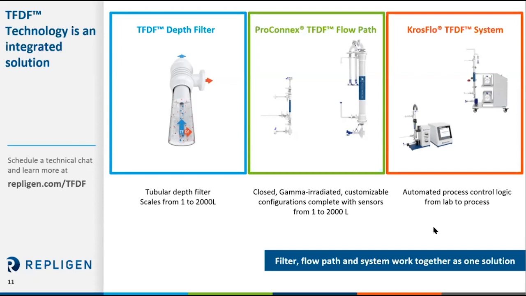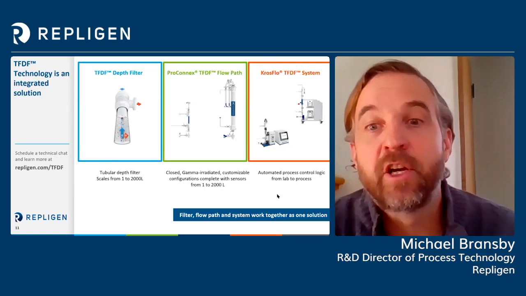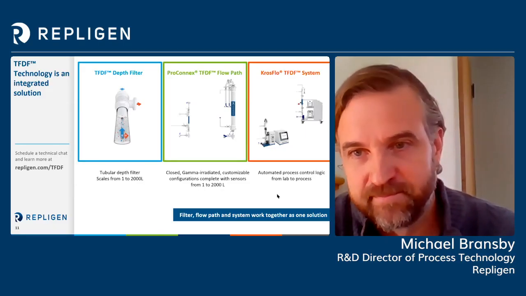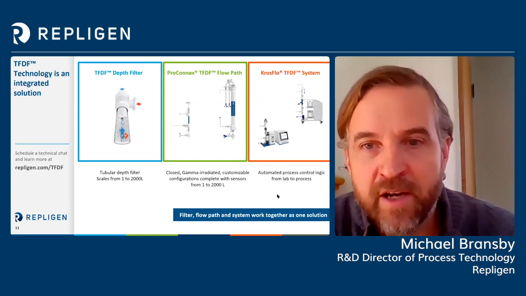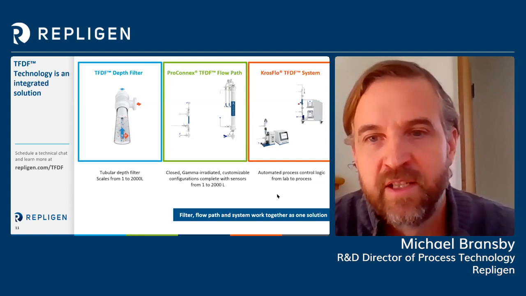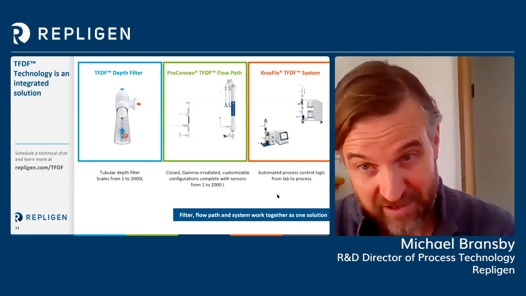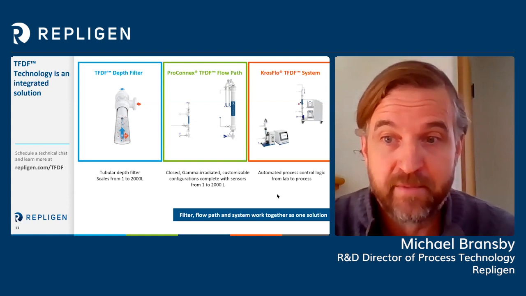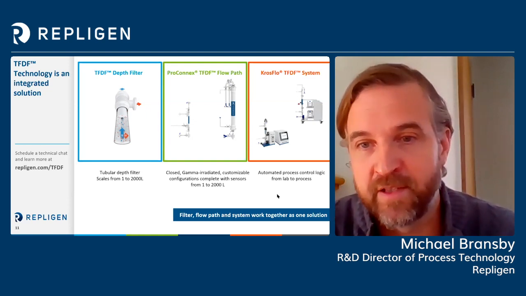Again, the ProConnex flow paths are all closed, gamma irradiated, and they come as both stocked, off the shelf, and configurable models. You can configure the flow path, the tubing sizes, the aseptic connectors. The final component to the solution is the system, which includes automated process control logic specifically engineered for TFDF. TFDF systems, like the flow paths, scale from the lab to the pilot and then to large process scale.